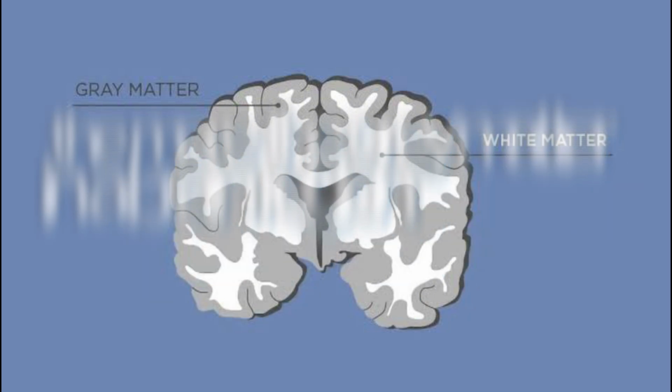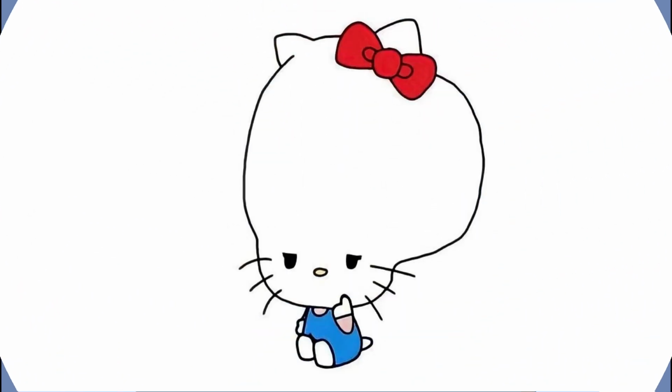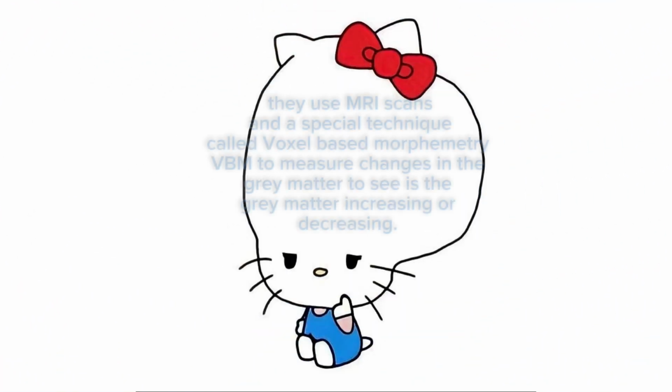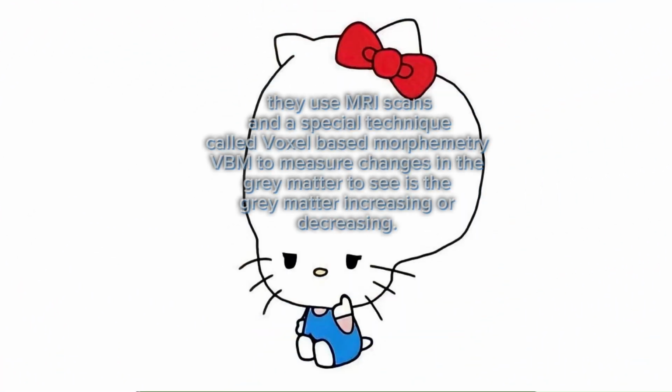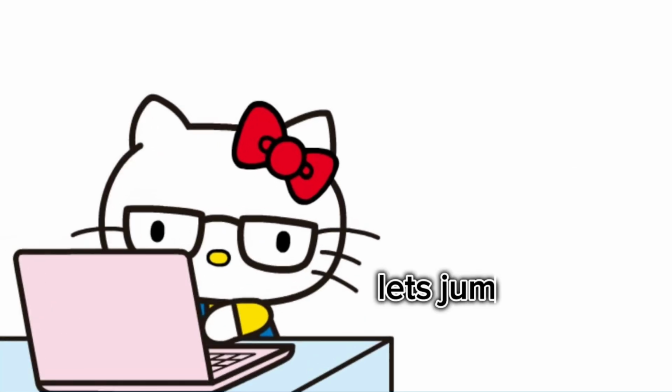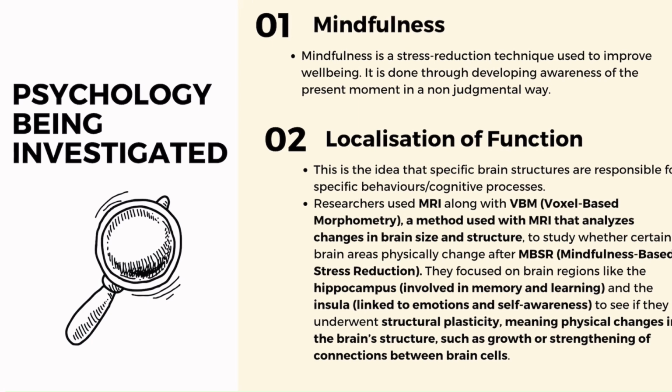So the more gray matter in a certain brain region is actually good because it helps in better functioning. Now scientists use MRI scans and a special technique called voxel-based morphometry, VBM, to measure changes in the gray matter to see if the gray matter is increasing or decreasing. So these are the key concepts, and now let's jump onto the psychology being investigated.